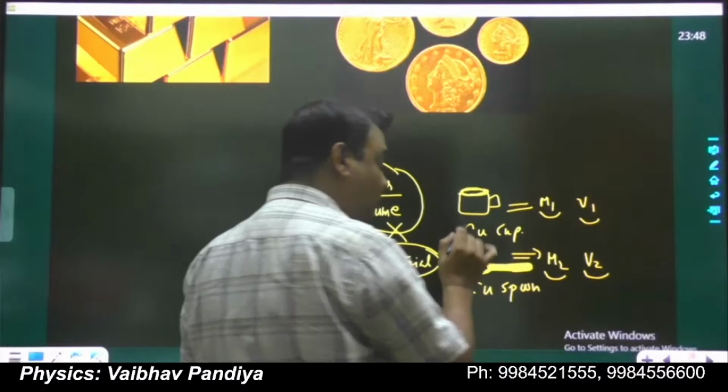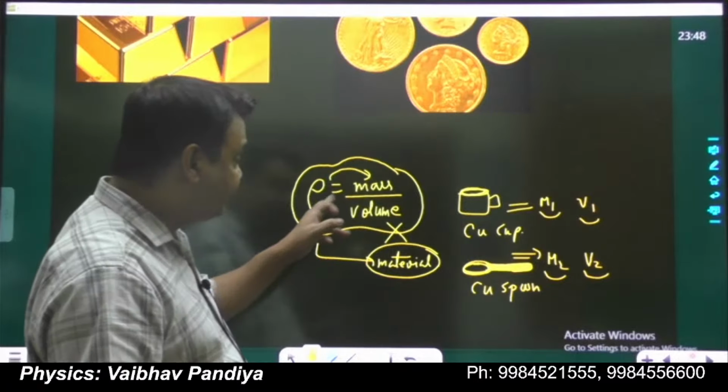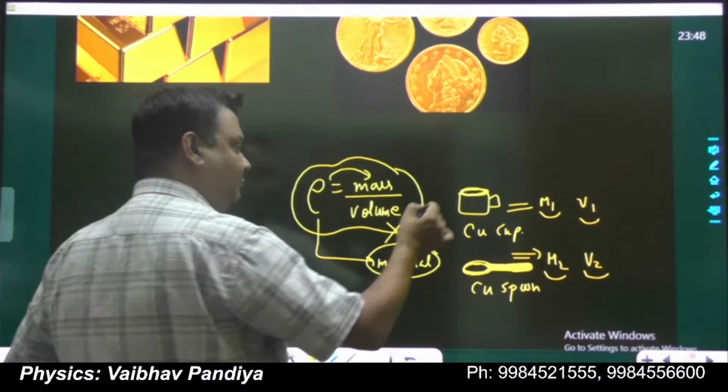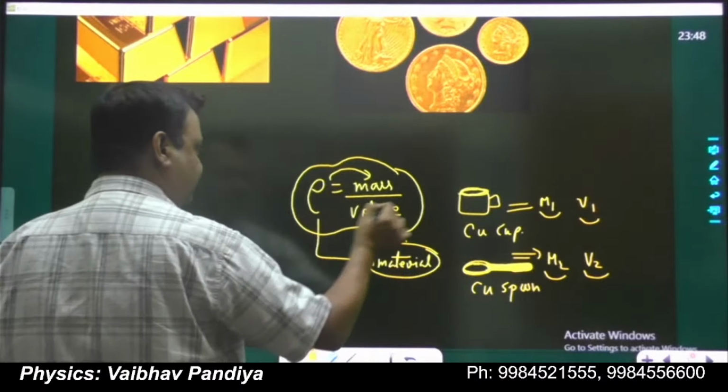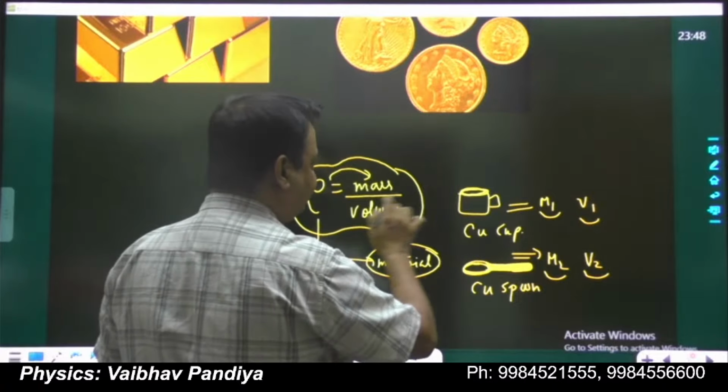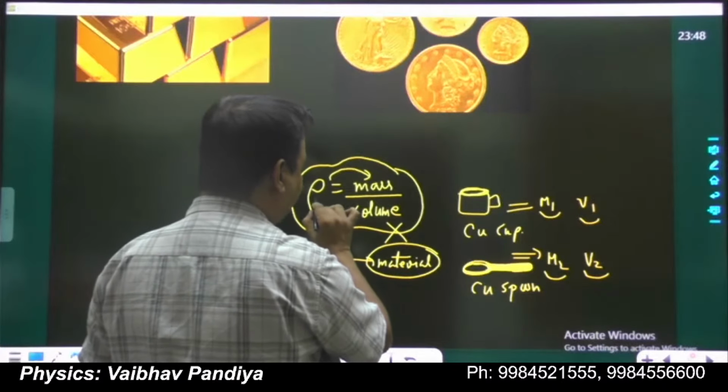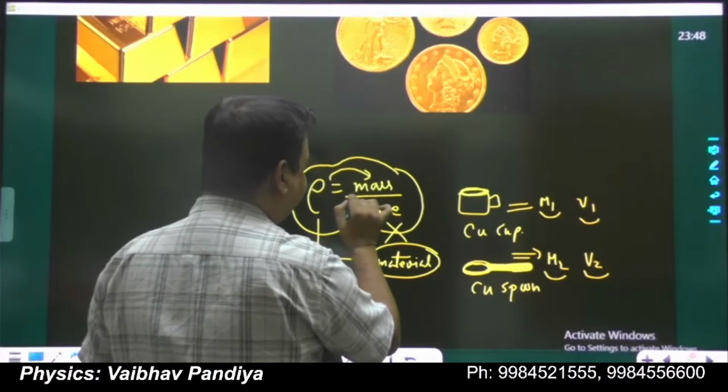But since both are made of copper, and density is the property of the material, both will have the same density. The density will not depend on the object. This is a very interesting thing. Many of the times the students think that density is proportional to mass.